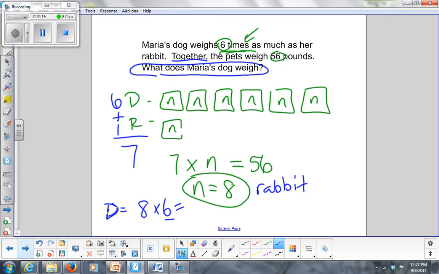I have six boxes for dog. The rabbit is 8. Okay, so 6 times 8 is 48. 48. Yay, I'm right. Good. Okay, I like the progress. Let's keep it moving.